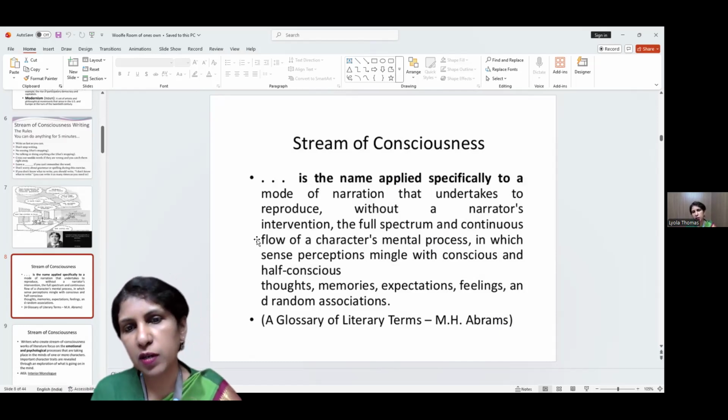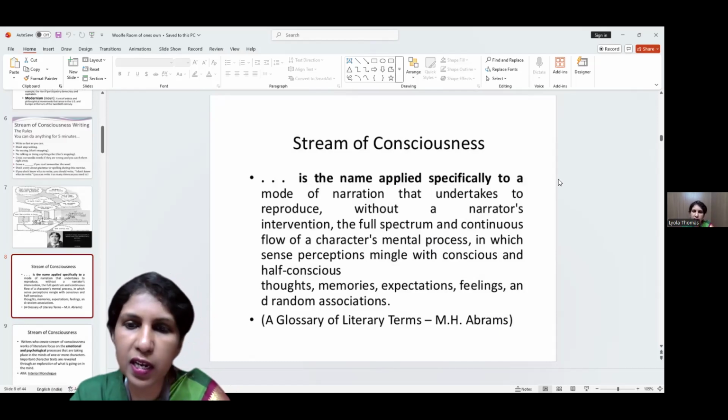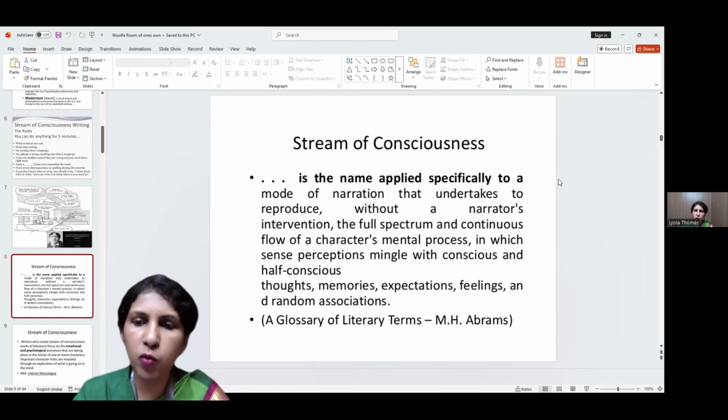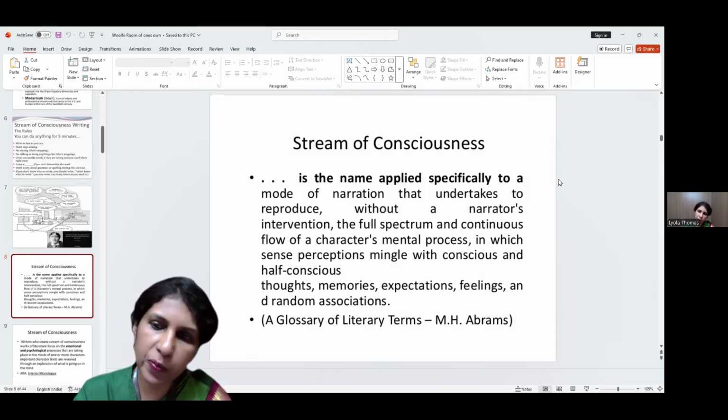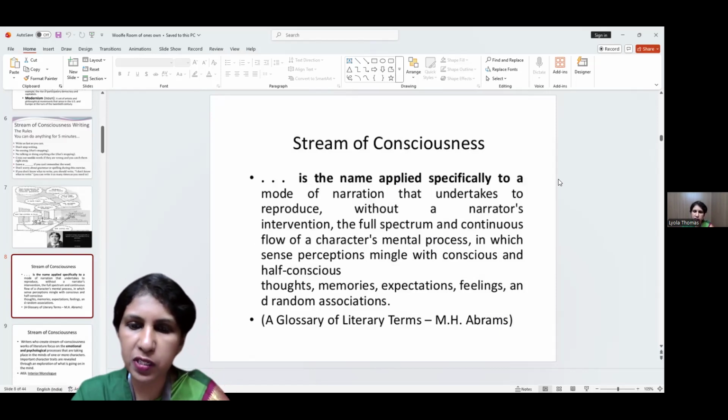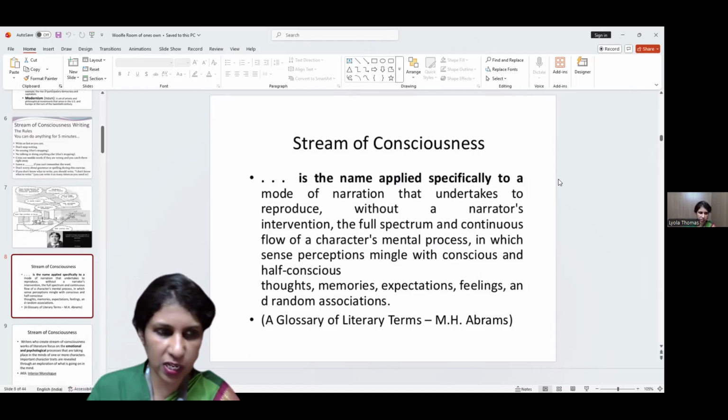So when you're looking at stream of consciousness, what is it? It is a name applied specifically to a mode of narration that undertakes to reproduce without a narrator's intervention the full spectrum and continuous flow of a character's mental process, in which sense perceptions mingle with conscious and half-conscious thoughts, memories, expectations, feelings, and random associations.